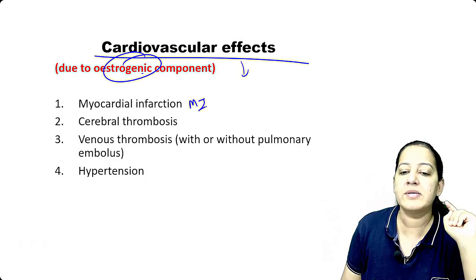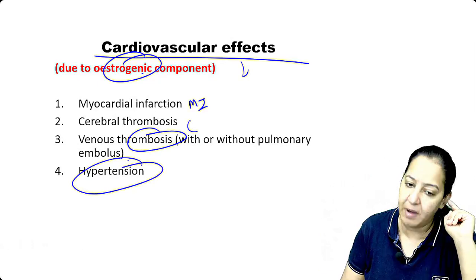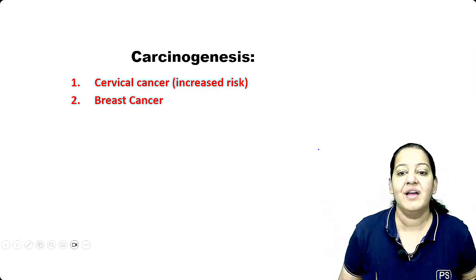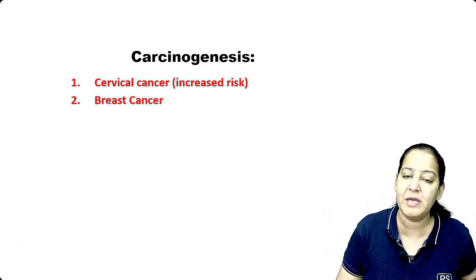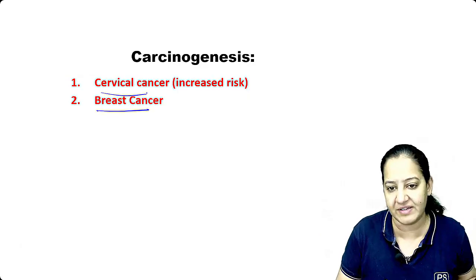It causes MI. It causes cerebral stroke. It causes thrombus formation, hypertension. So these effects of estrogen are not good. That's why we have reduced it. It is carcinogenic also. The OCP used for a long time, for 10 years, 20 years, continuously, can lead to breast cancer and cervix cancer.